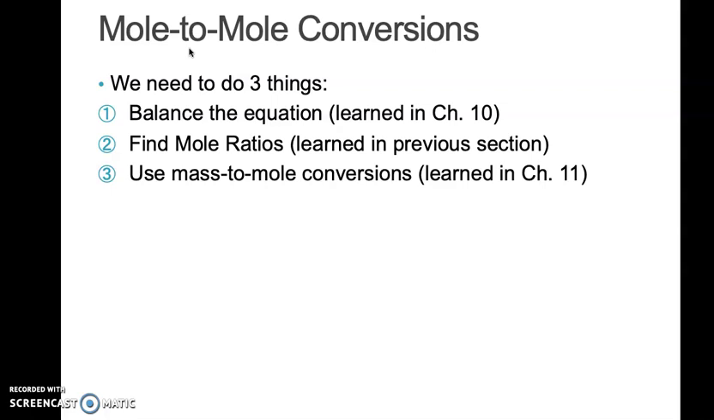So in order to do conversion in stoichiometry, we must, one, balance the equation, which we know how to do. We have to, two, find the mole ratios, which we learned in our previous section if you watched the previous video. And then we have to do our mass to mole conversions, which is just finding molar mass. Okay, that's all we're doing. We know how to do molar mass. We know how to do all of these things. So this is not a hard skill, but it's sometimes hard to know what to do first.